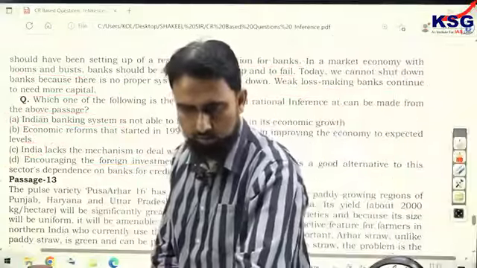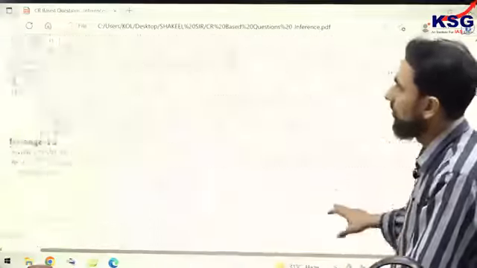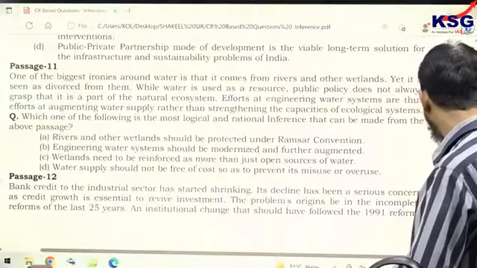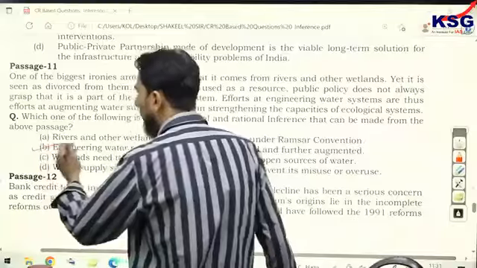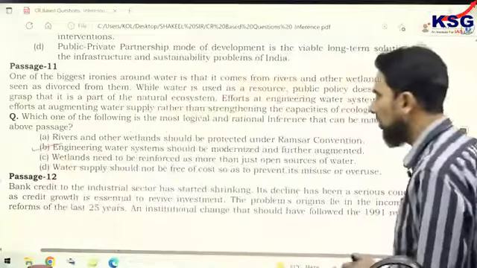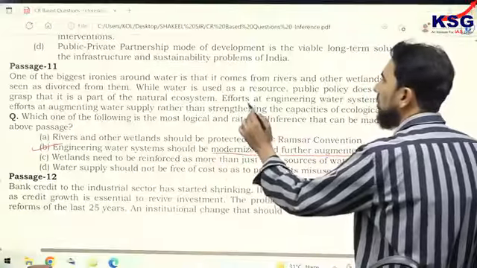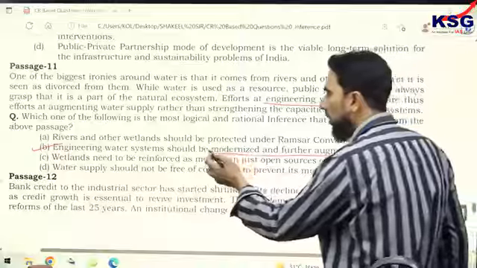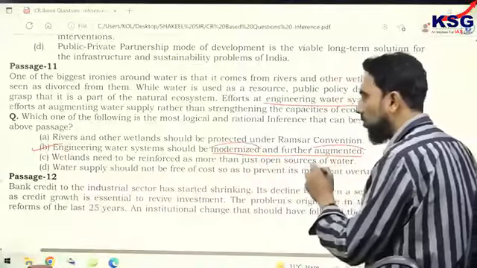12 we have discussed. Acha, doubt in 11, Parth, your doubt in passage number 11. I have just discussed, and Parth, I suppose you must have chosen this option. If you got it wrong, you would have chosen option B: Engineering water system should be modernized and further augmented. I have already mentioned the engineering water system is not doing its job properly, as the author has mentioned. So what is the point of saying that it should be modernized and further augmented? Further augment means more supply oriented.